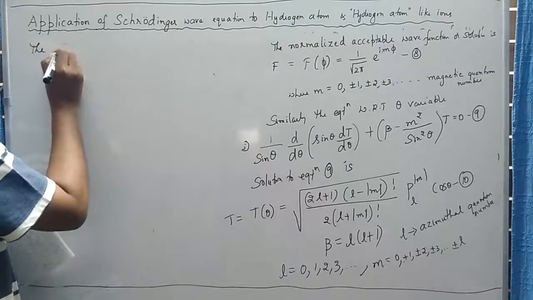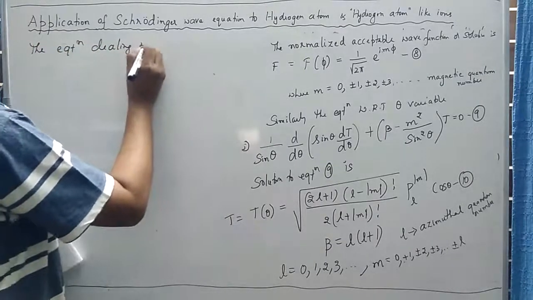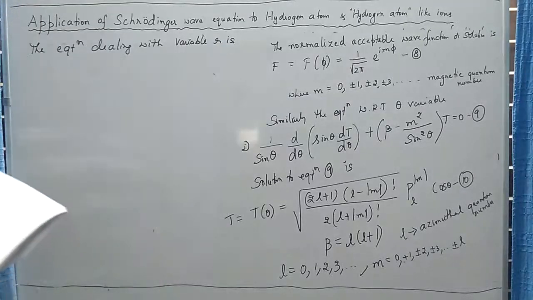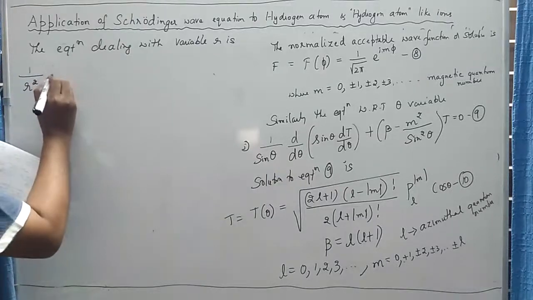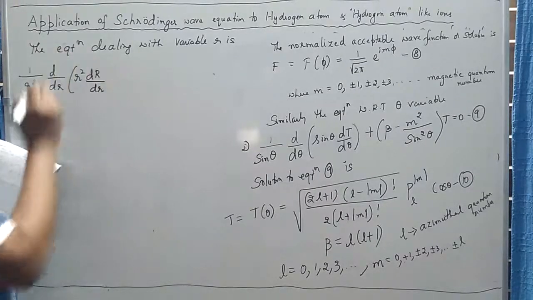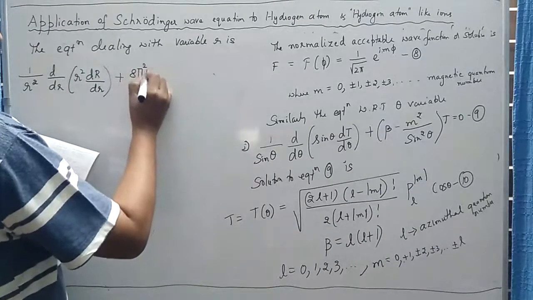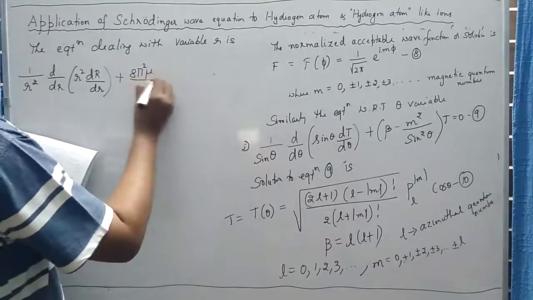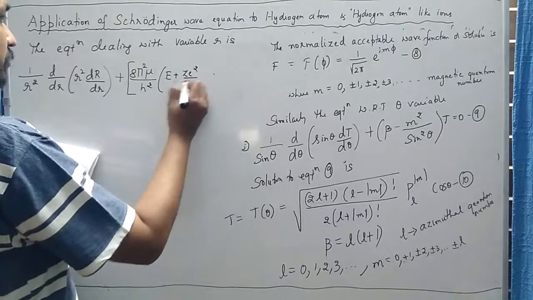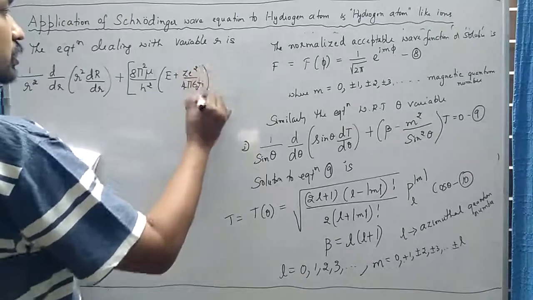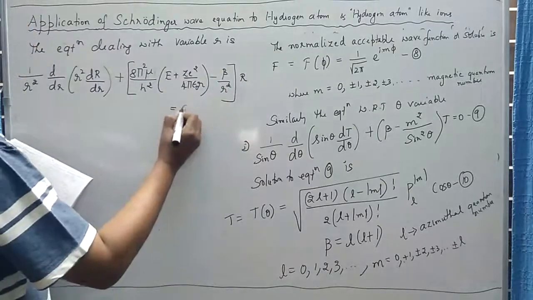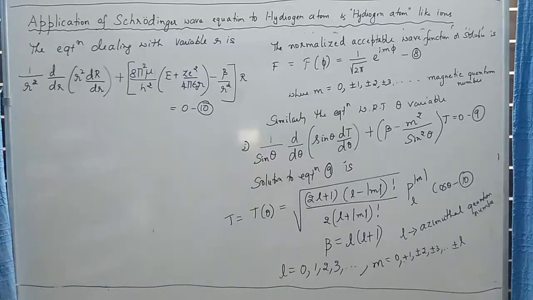So the equation dealing with the variable r is, you have to memorize all these equations. Unfortunately they are complicated. 1 by r square into d by dr. Again I am using the ordinary derivative because there is only one variable, into r square into dR by dr, plus 8 pi square mu divided by h square, into E plus Z square divided by 4 pi epsilon naught r, minus beta divided by r square, whole multiplied by R is equal to 0. So this is the differential equation dealing with variable r.